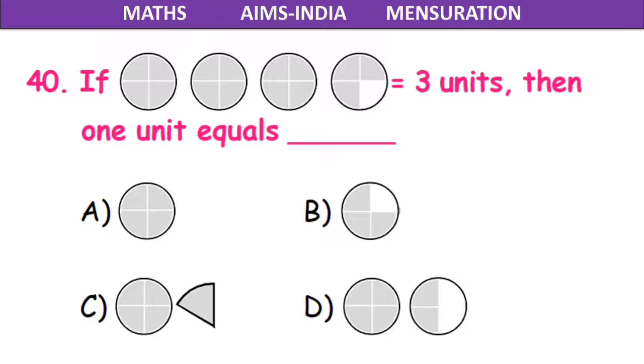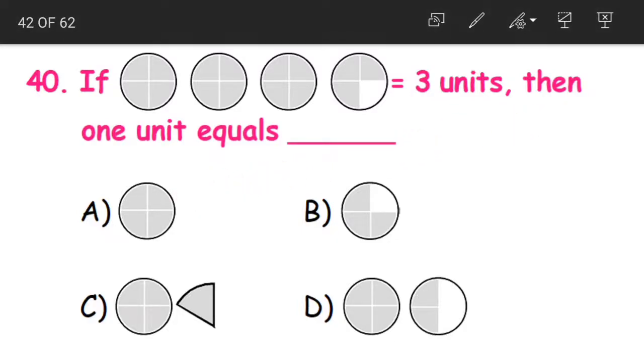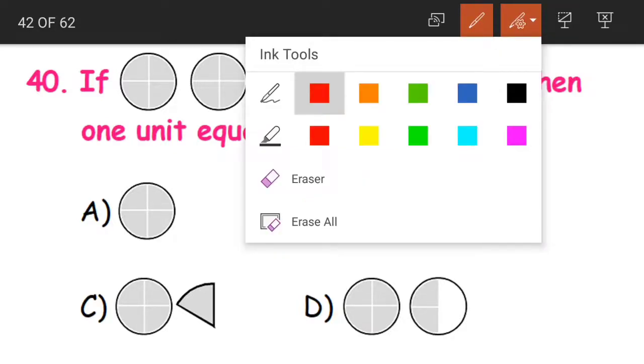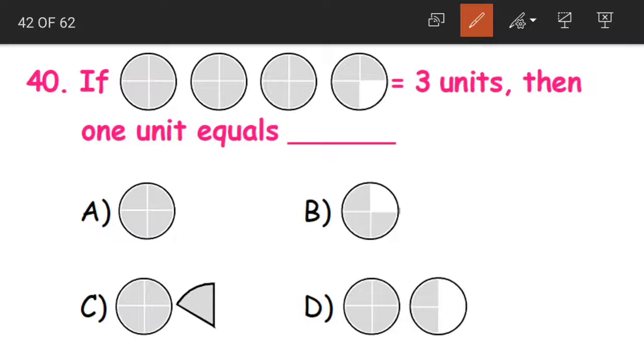So first question for today: if the given figure equals 3 units, then 1 unit is equal to? From the given figure, each figure is divided into some parts. Let us find out the number of parts. This is 1, 2, 3, 4 shaded parts, 5, 6, 7, 8, 9, 10, 11, 12, 13, 14 and 15. So 15 shaded parts are equal to 3 units.